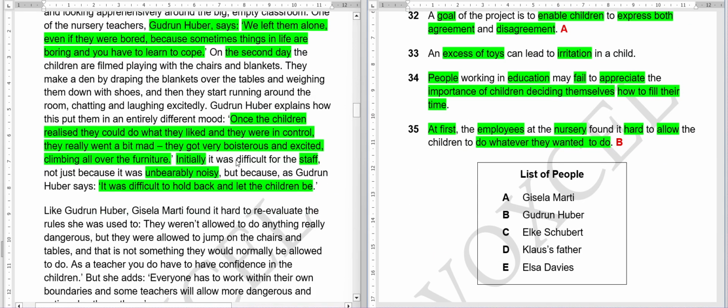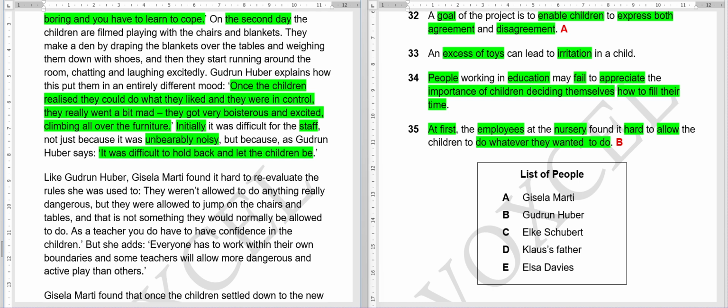Clear? Where it is written? Yes, in the last itself. So at first they have written, initially it was difficult because first it was noisy. Second, teacher could not, like, it was difficult to hold back.